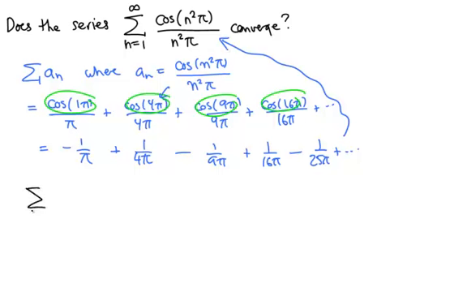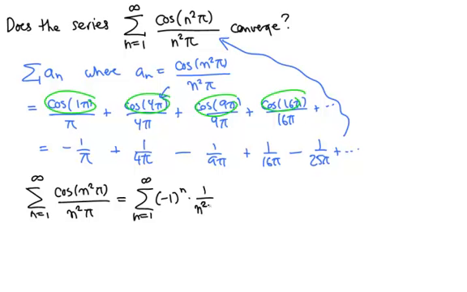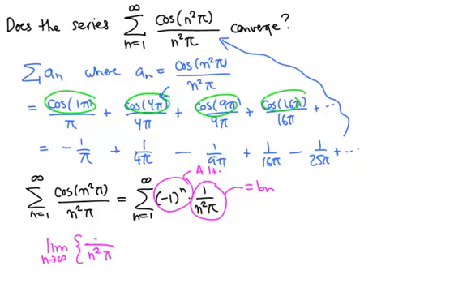The summation, n going from 1 to infinity, of cosine of n squared pi over n squared pi is nothing more than the summation, n going from 1 to infinity, of -1 to the n, that's the plus-minus, times 1 over n squared pi. And so this takes the form that the alternator test is comfortable with. I've got the alternator out in front, and that means this is my b_n. So if we can show that the limit as n goes to infinity of the b_n terms, 1 over n squared pi, tends to 0, then we're golden.